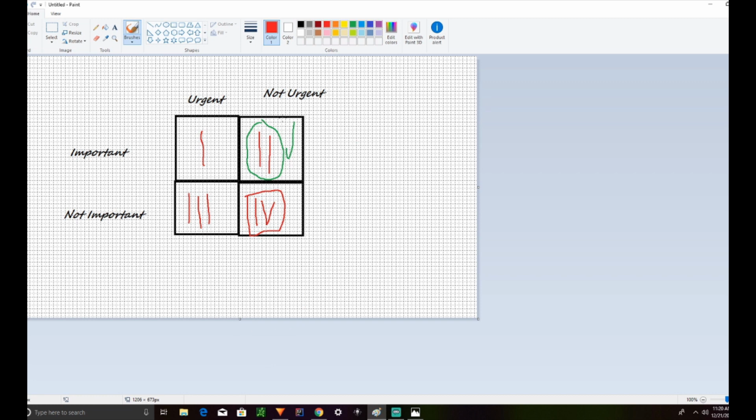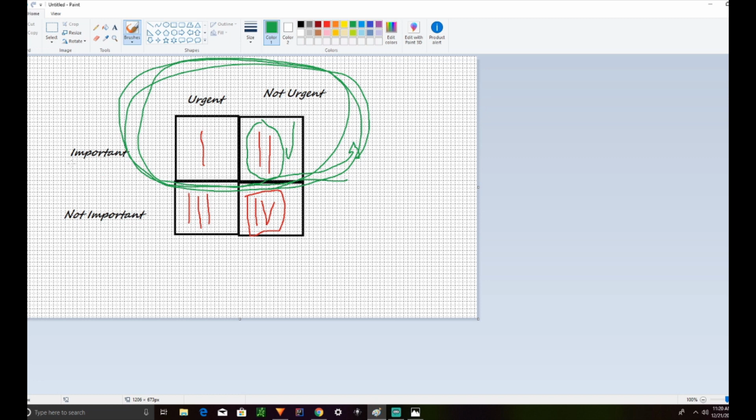Again, quadrant 2 is where you want to spend most of your time, because if you were to take preventative action in quadrant 2, it would prevent the other 3 quadrants from interfering with your daily life. So I'm just going to make this easier to see. You guys want to be spending most of your time in the first 2 quadrants, because you want to be doing things that are important and not urgent.